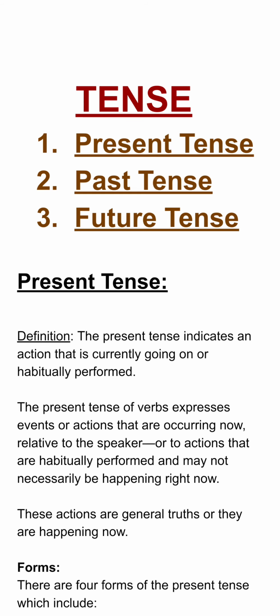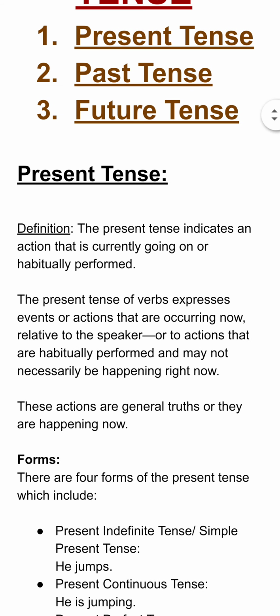Now, what is present tense? The present tense indicates an action that is currently going on or habitually performed. The present tense of verbs expresses events or actions that are occurring now relative to the speaker. That means it is related to the actions or events that are taking place, or to actions that are habitually performed and may not necessarily be happening right now.